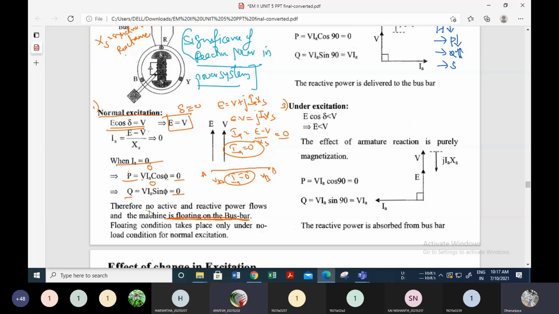No, IA value is not equal to 0. So IA lags V by 90 degrees. As I'm saying, lagging power factor, so ZPF and the pure excitation, we can say that it is lagging by 90 degrees here. So here the machine is operating under the ZPF. If you want to make a phasor diagram, you can see this.